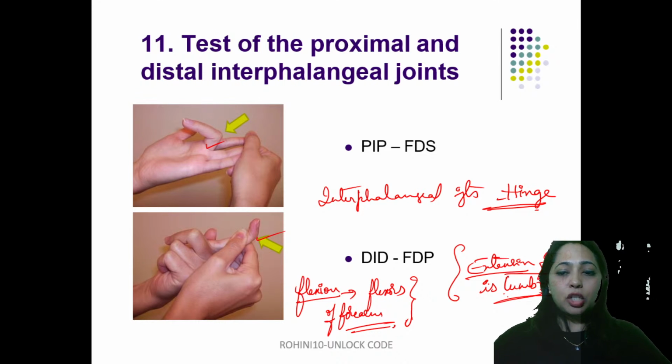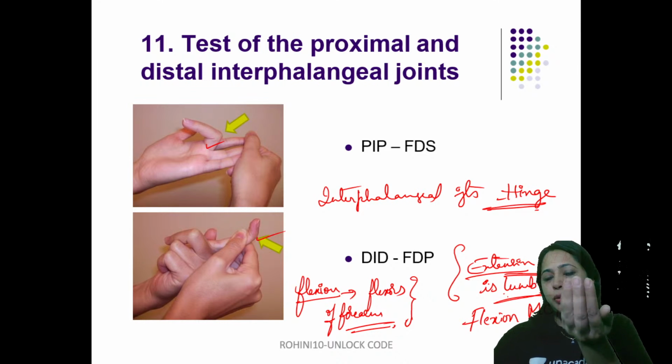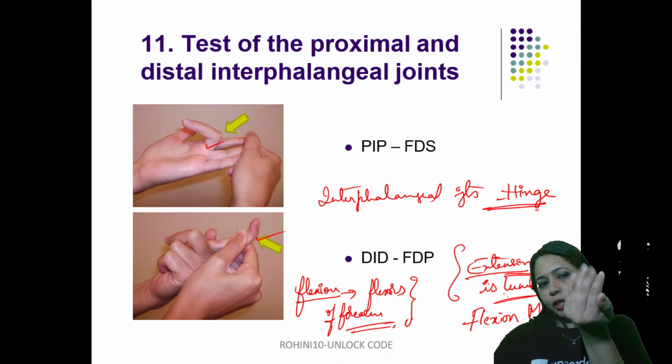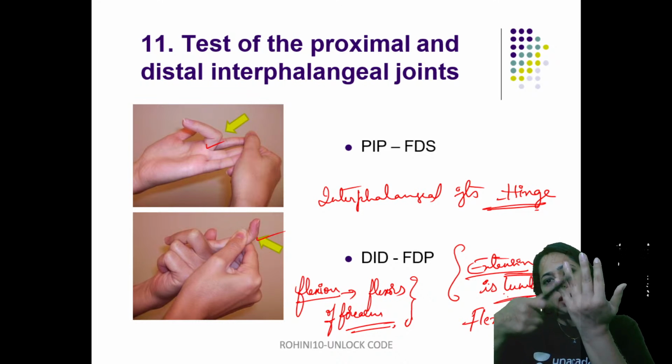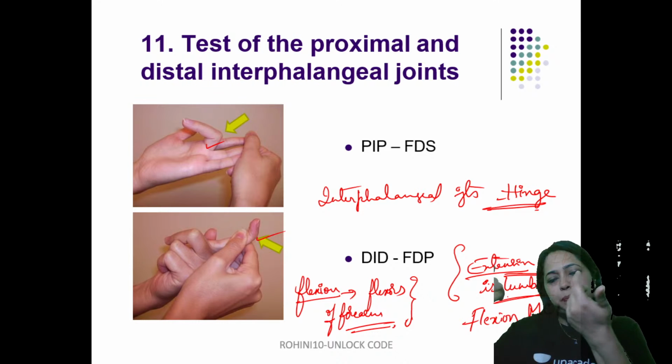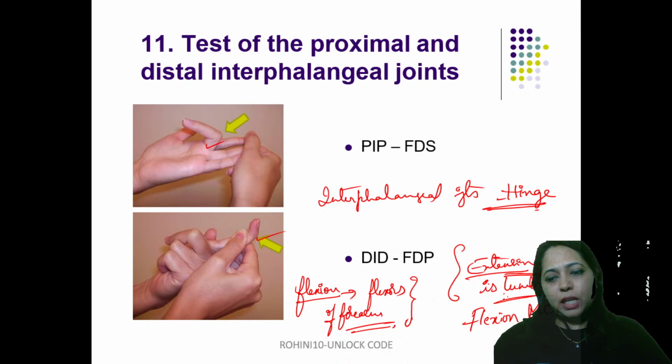Lumbricals will do extension at IP and they do flexion at MCP. Just like you do this snake face like this, or you can just cup your hands. When you cup your hands, you have the flexion at MCP and you have extension at the IP. So that is the action of lumbrical. And lumbrical is a very important set of 4 muscles.